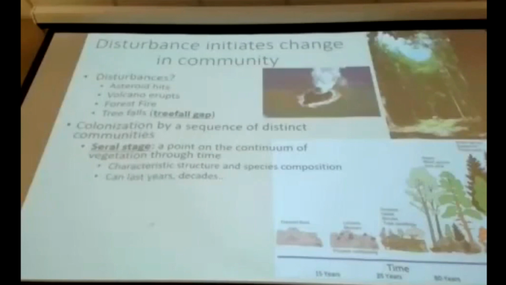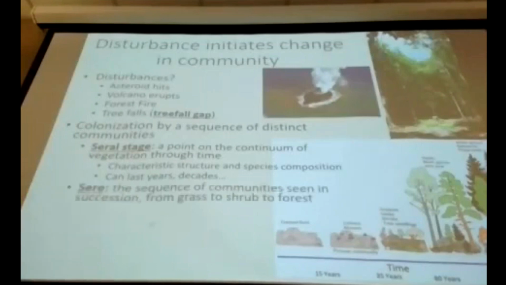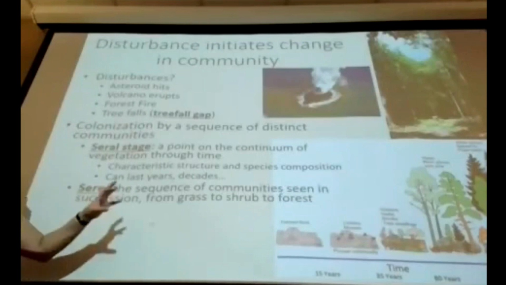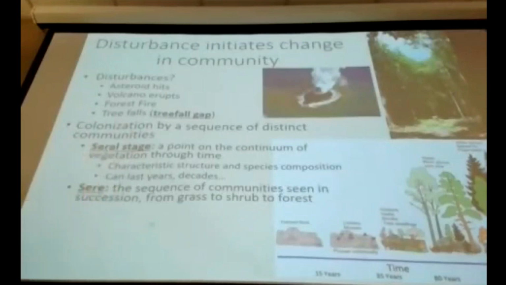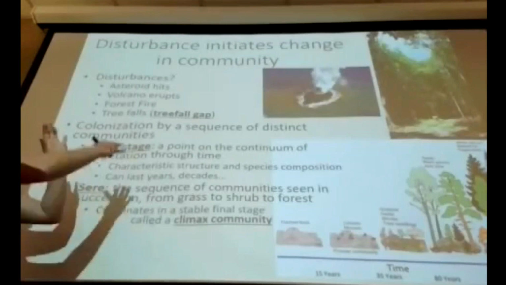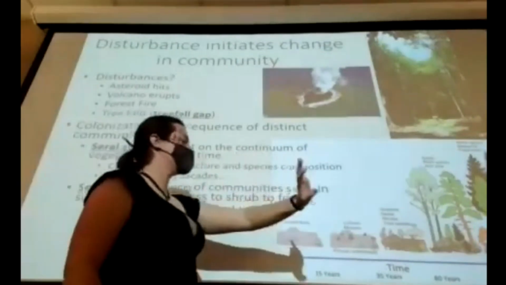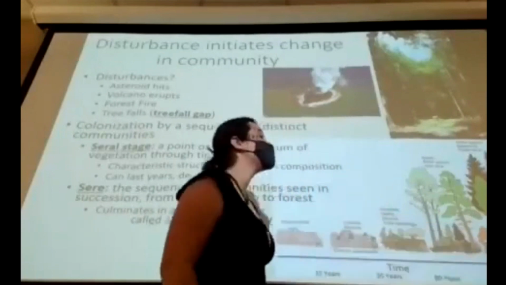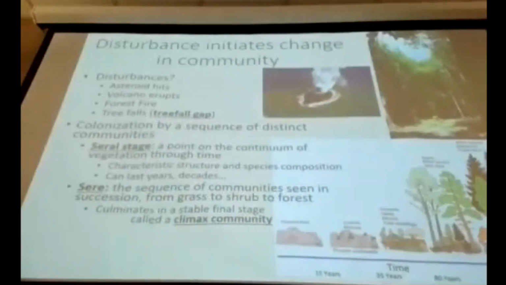Together, this entire timeline, however long it's going to take, right? Usually this is years, sometimes decades or centuries, depending on what type of environment we're looking at. This entire timeline is called a sere. Okay, so the sequence of communities, which is comprised of multiple seral stages. Does that make sense? Okay, very good. The end all be all here is the climax community. And so this is the most mature forest.